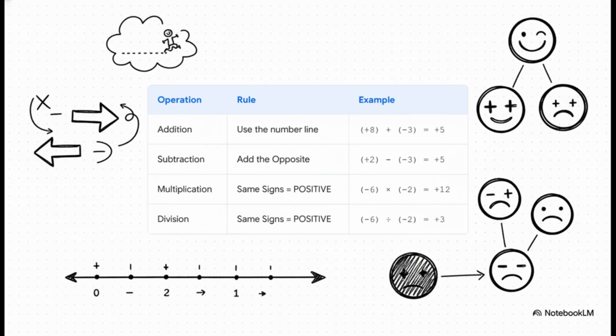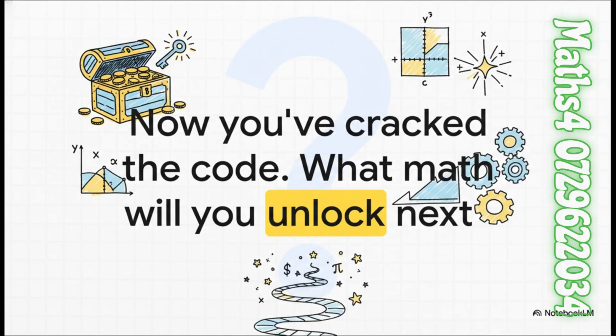That's the whole system. So, there you have it. The code is officially cracked. Directed numbers aren't some big, scary mystery. They're just a logical system with a few key rules that you now know. So the only question left is, now that you've mastered this, what's the next level of math that you're ready to unlock?